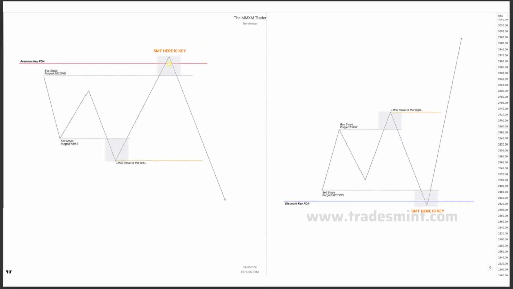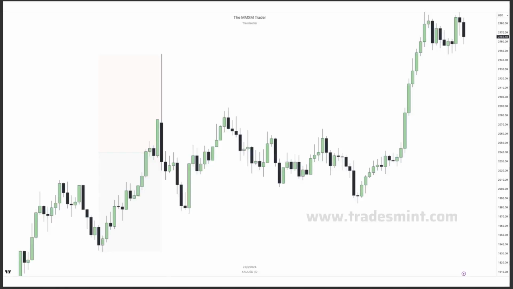Now what is a key signature? We want to see SMT happen on that higher time frame PD array. So this is key, double purge and SMT for that low resistance liquidity run. Now let's go over a couple of examples so we can spot it on the charts.